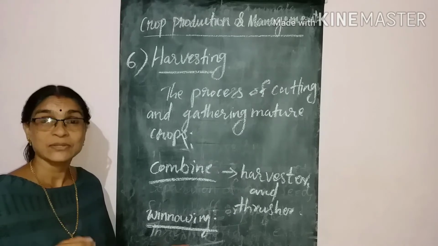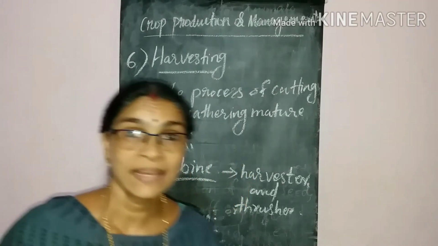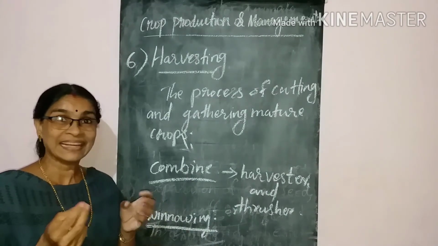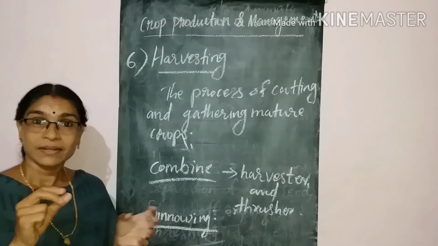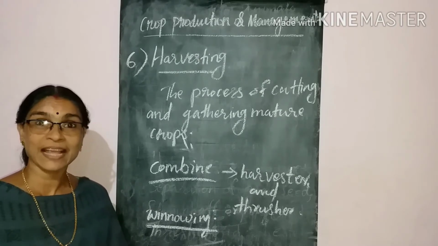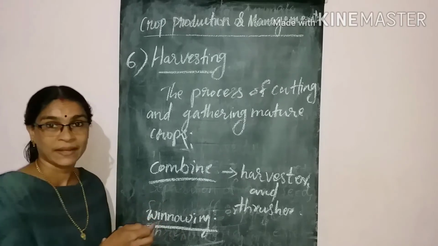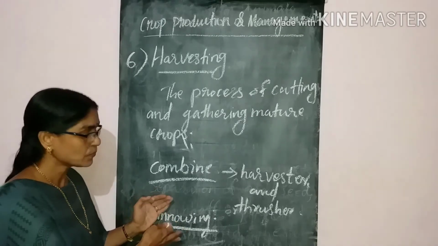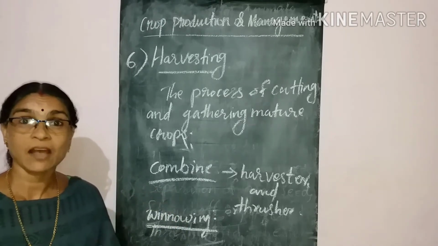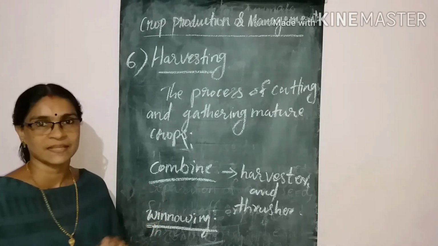In our house also you can see that your mother is using a pan for removing the chaff from the grains. Daily while taking rice for cooking, they use that method, that is winnowing. Many other seeds are also separated from the chaff by using winnowing. That you already learned in class 6th.